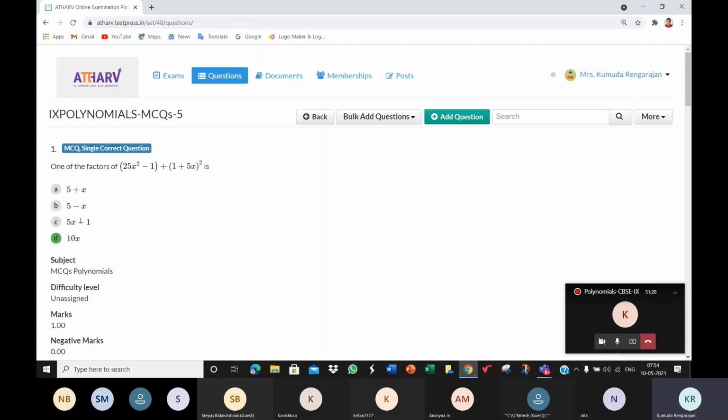Is 5x plus 1 given to us? No, 5x minus 1. No, this is not a factor. Yeah, you can see 10x here, one of the factors. This expression has two factors. One of the two factors is 10x. This is 5x minus 1, no, that's not a factor. 10x is a factor. In fact, 10 is a factor, x is a factor. 10x into 5x plus 1 is 10 into x into 5x plus 1. So 10 is a factor, x is a factor, and 5x plus 1 is also a factor.